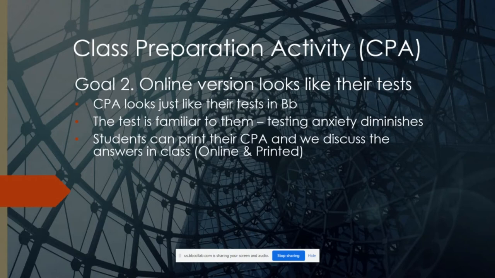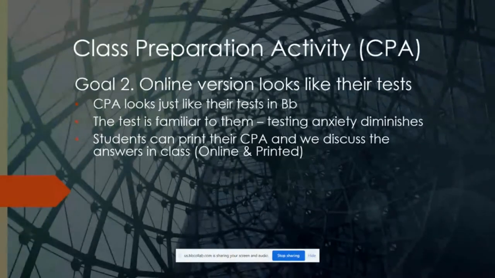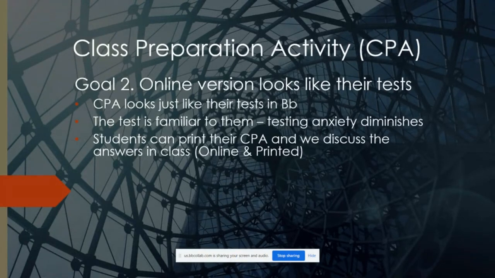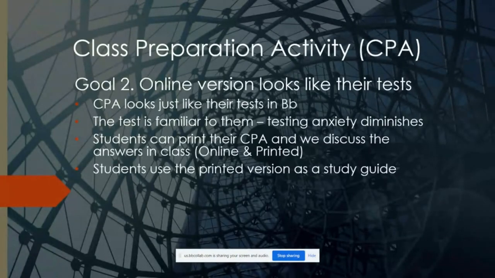Students can print their CPA, and we discuss the answers in class, both for the online and the printed versions. If we're using the printed version as an in-class activity, I'll put them in groups and assign a certain number of questions to each group. Within Collaborate, I break the students out into groups as well. I give them, whatever it is, 20 minutes, and as a group they come up with the answers. Then we come back as an entire class, go through the answers, and talk about concepts they have questions about. The students keep the printed versions and use them as a study guide.